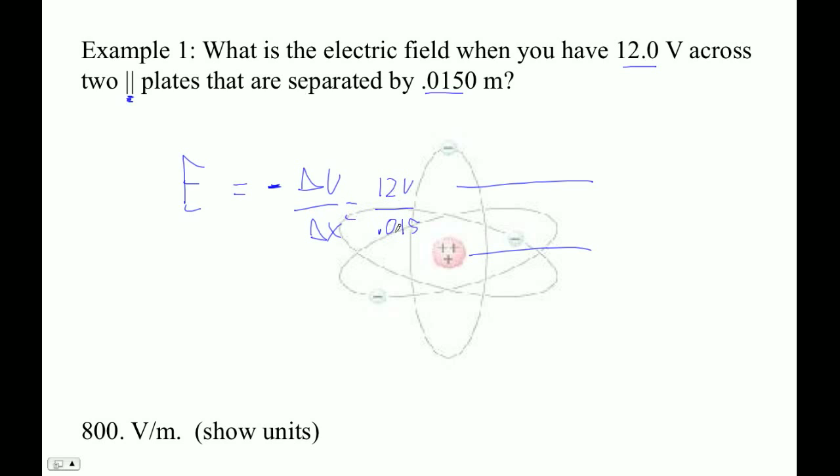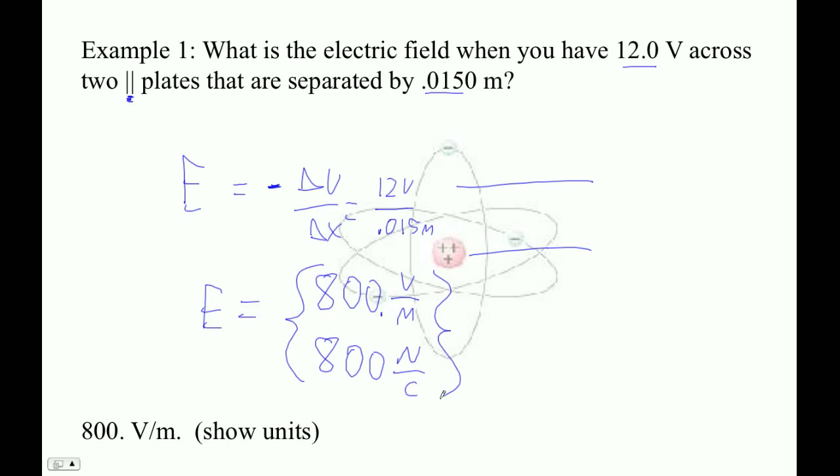12 divided by 0.015. 800, yay. Notice that the units that we get are volts over meters, volts per meter. You can say that it's also the same as 800 newtons per coulomb. The electric field equals both of these things. That means that a volt per meter must be a newton per coulomb, but how? Okay, let's figure it out. This is the great mystery of our time.